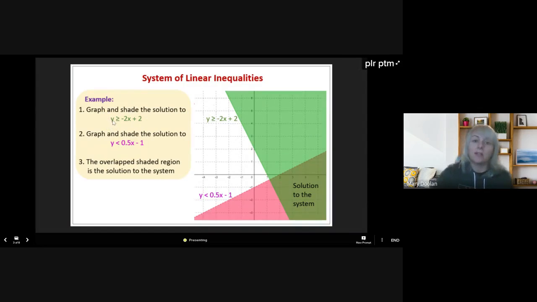So if my first inequality in my system is y is greater than or equal to negative 2x plus 2, remember that you think about it as being in slope-intercept form. And so you take the 2, and that tells you where to start.